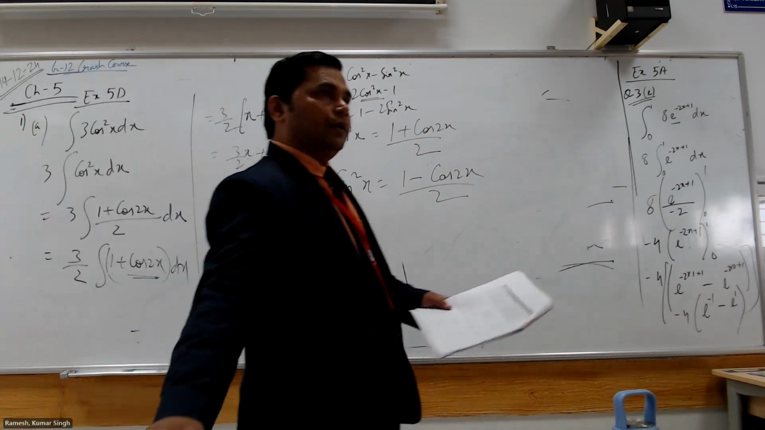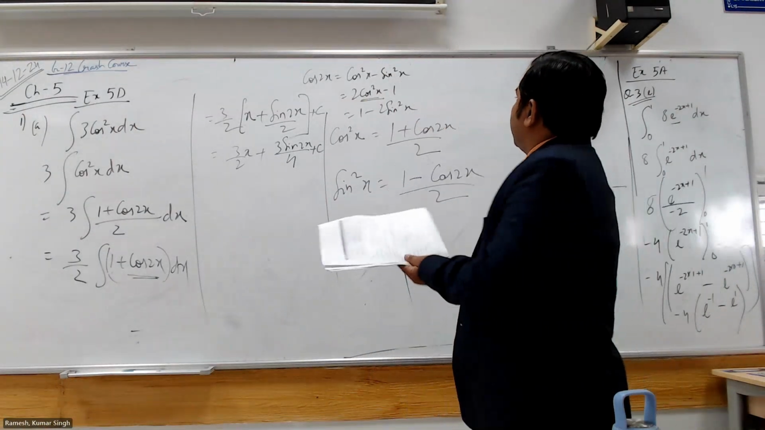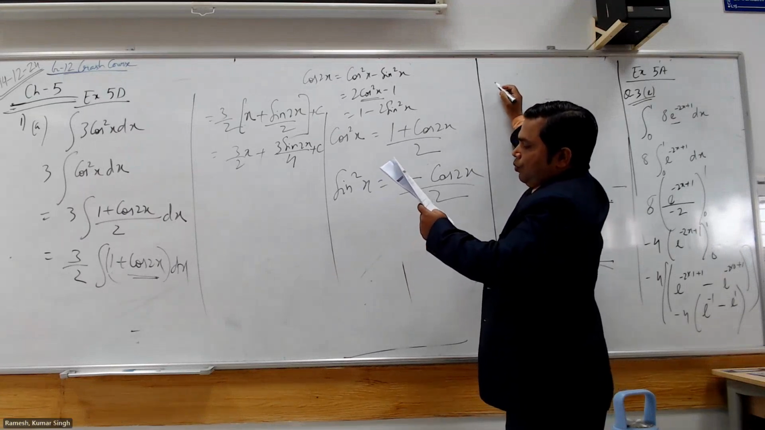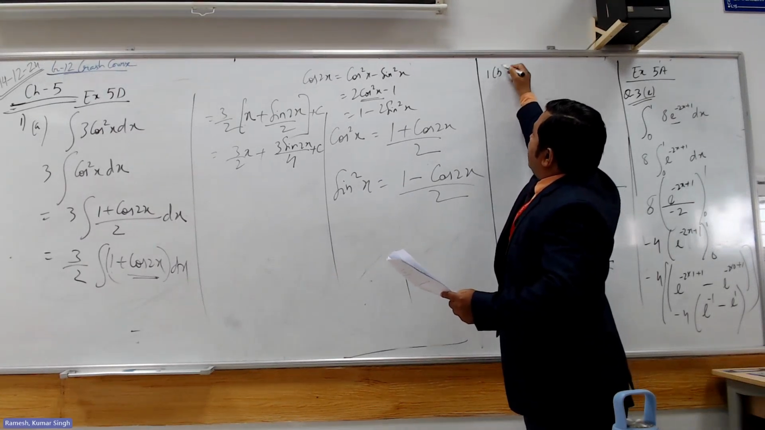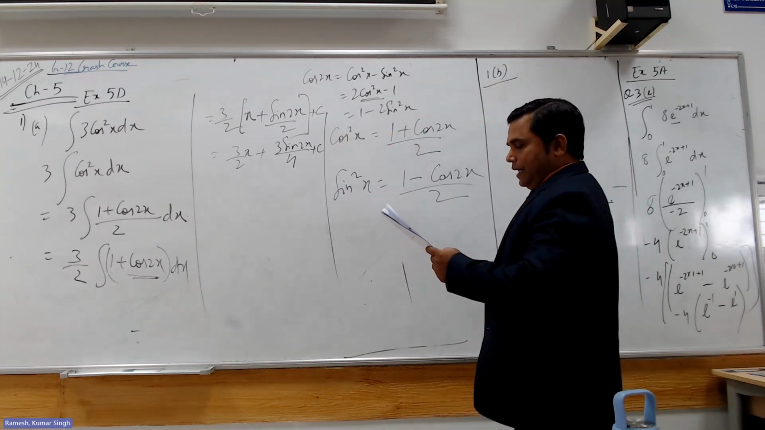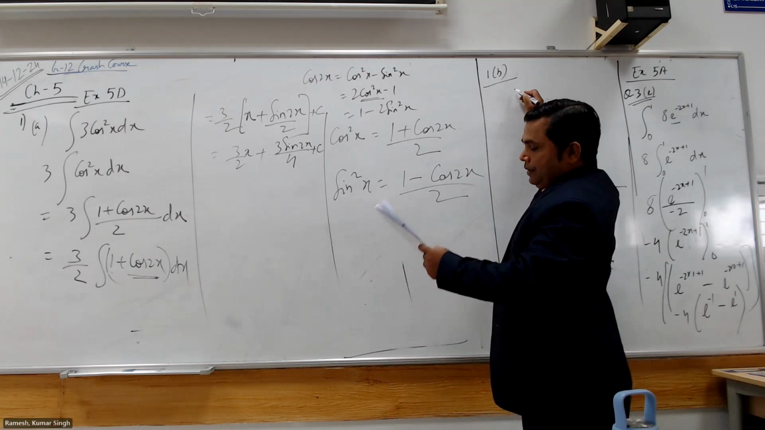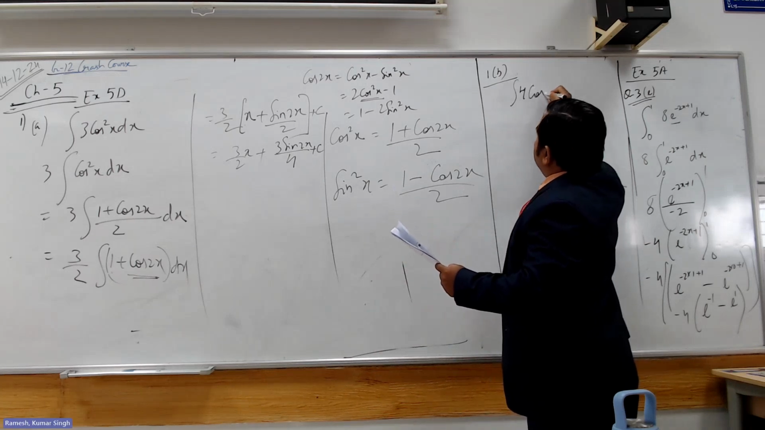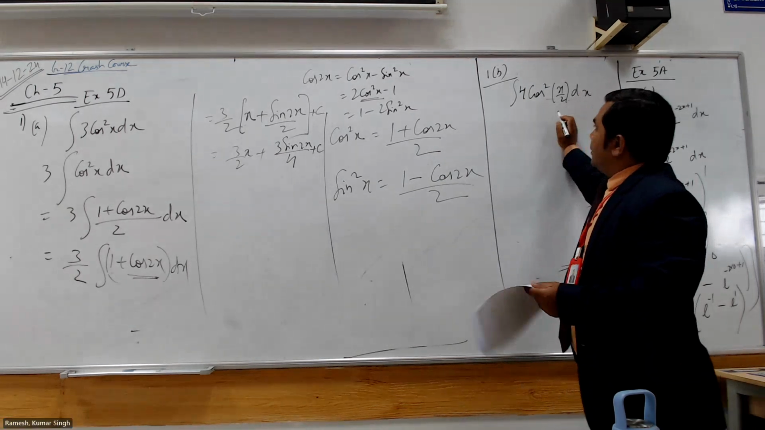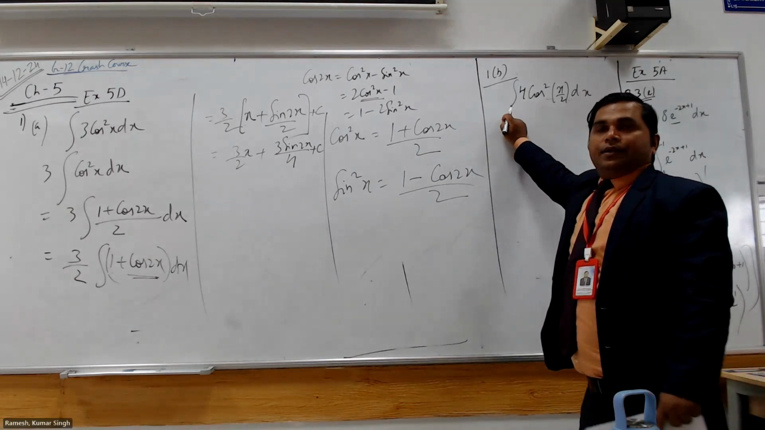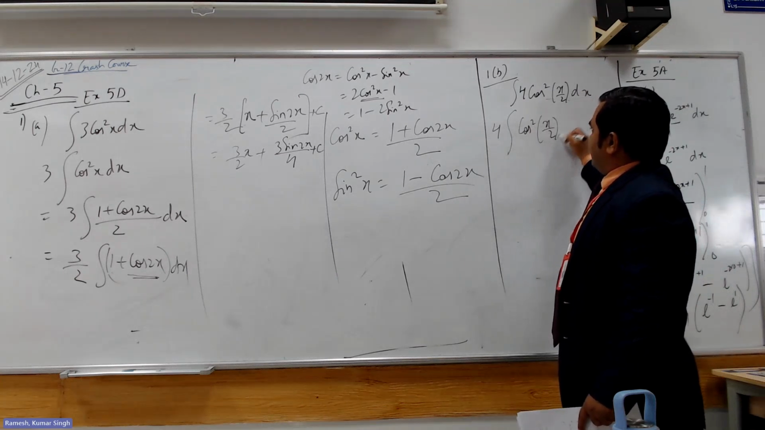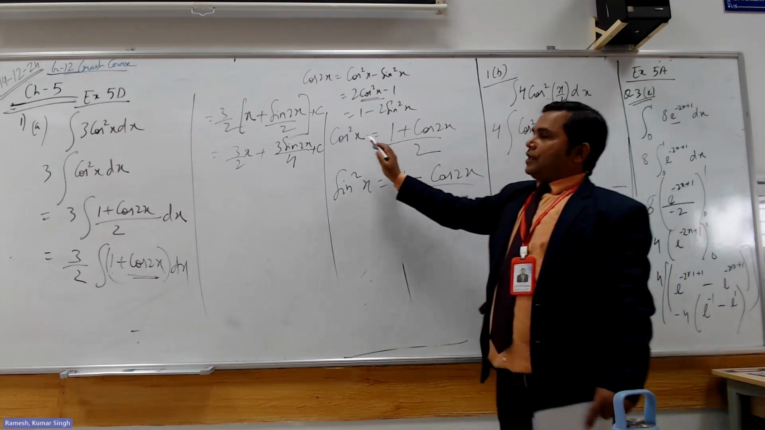Done? Question 1B is similar to 1A, but here there is a half angle. Integration of 4 cos square x over 2 dx. So 4 will come out, integration of cos square x over 2 dx. Again, we're going to use this formula.